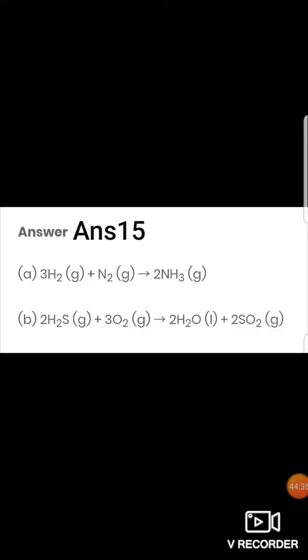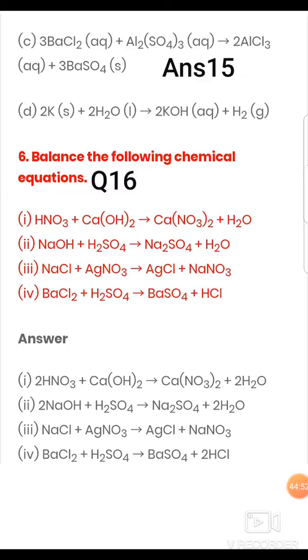In the same way, the other equations are given below. 2H2S gas plus 3O2 gives 2H2O liquid plus 2SO2. 3BaCl2 aqueous plus Al2(SO4)3 aqueous gives 2AlCl3 aqueous plus 3BaSO4 solid. 2K solid plus 2H2O gives 2KOH aqueous plus H2 gas.